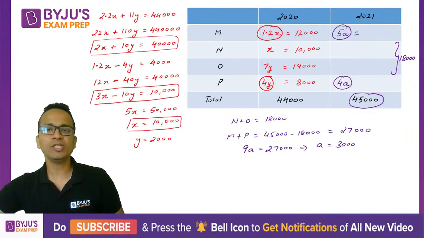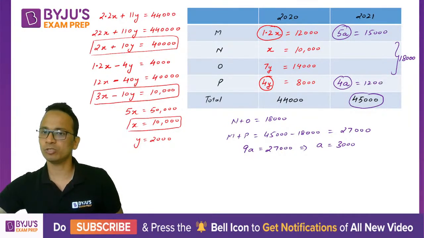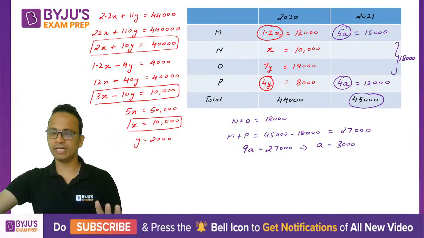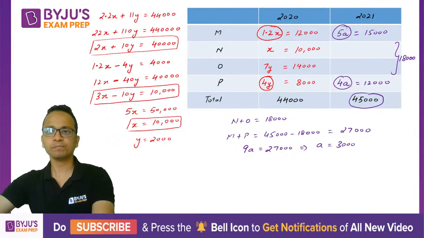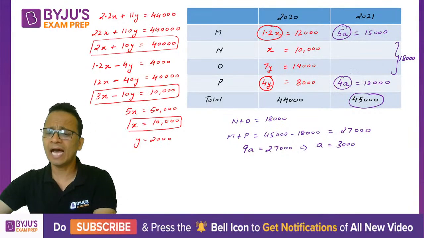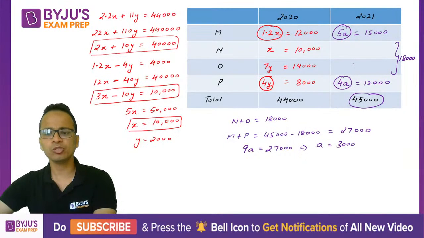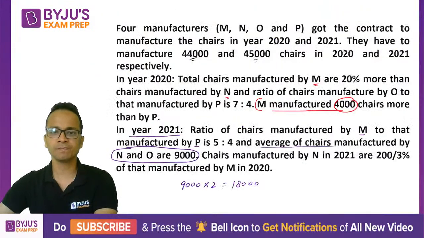So in year 2021, M का value कितना आ जाएगा? 15,000, and the value of P will be 12,000. Okay, simple data चल रहा है अभी तक. Now we are left with N and O only. So these two values. So let's read the data further.